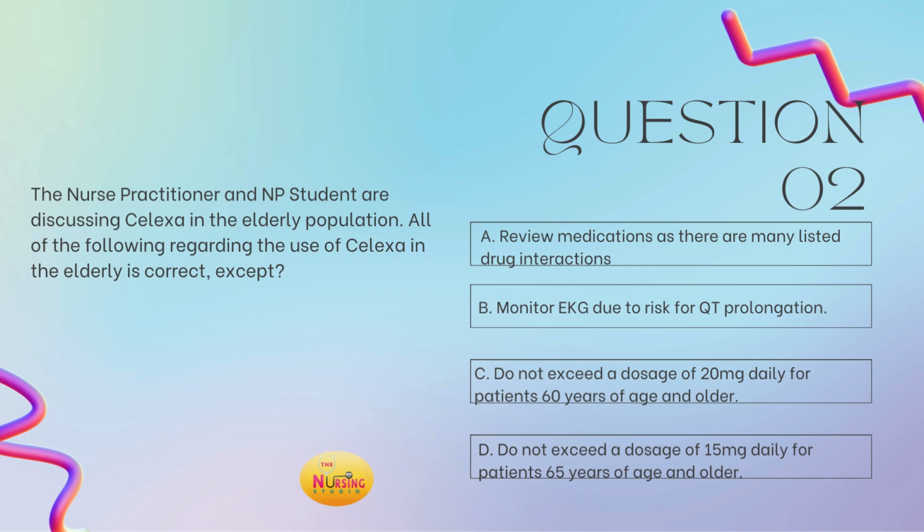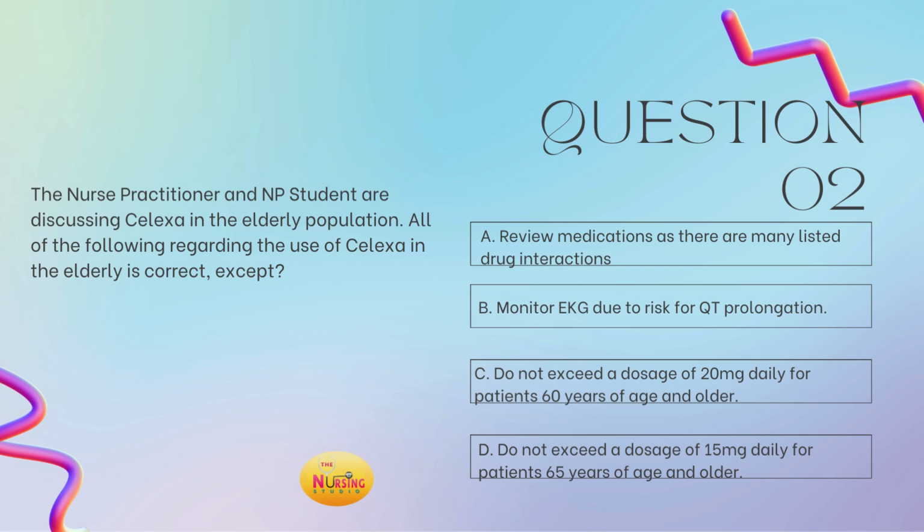B, do you monitor an EKG due to risk for QT prolongation? Yes. Celexa is also known for the potential risk of QT prolongation, so you do want to monitor their heart rhythm to make sure that there's not any prolongation noted.